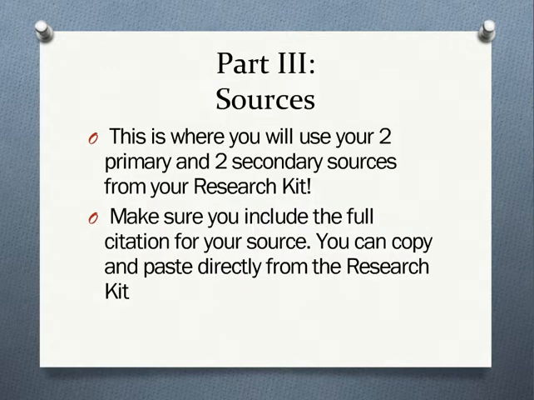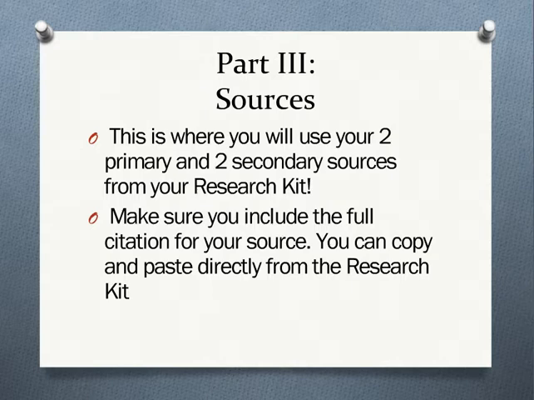So part 3, sources. This is where you're going to use your 2 primary and 2 secondary sources from your research kit. You need the full citation for the source. You can copy and paste that directly from the research kit, but give the full citation. This is another pitfall. I've had students either just give me the title, or, most commonly, just the web link, the URL, but they don't tell me anything else about it. That's not going to get you full credit for this. So copy and paste the full source, the author, the article title, the journal page, the date, and the URL, and put it in these little boxes that I'm going to show you.